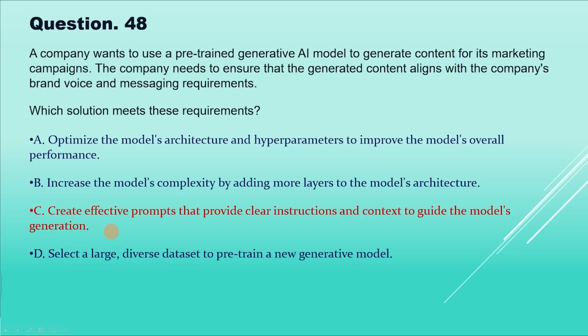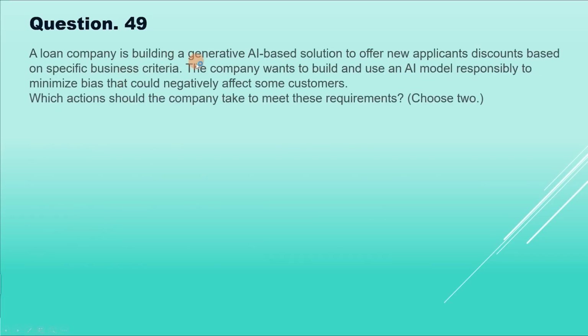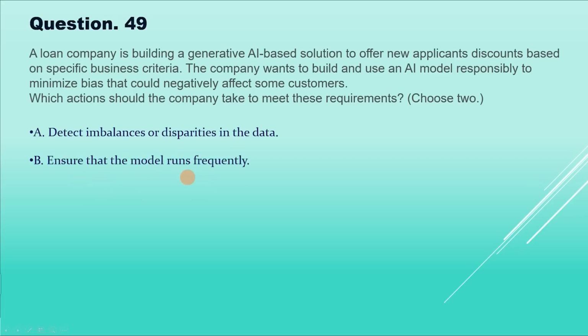Now question number 49. A loan company is building a generative AI based solution to offer new applicants a discount based on specific business criteria. The company wants to build and use an AI model responsibly to minimize bias that could negatively affect some customers. Which action should the company take to meet this requirement? Here are the options. Option A, detect imbalance or disparities in the data. Option B, ensure that the model runs frequently.